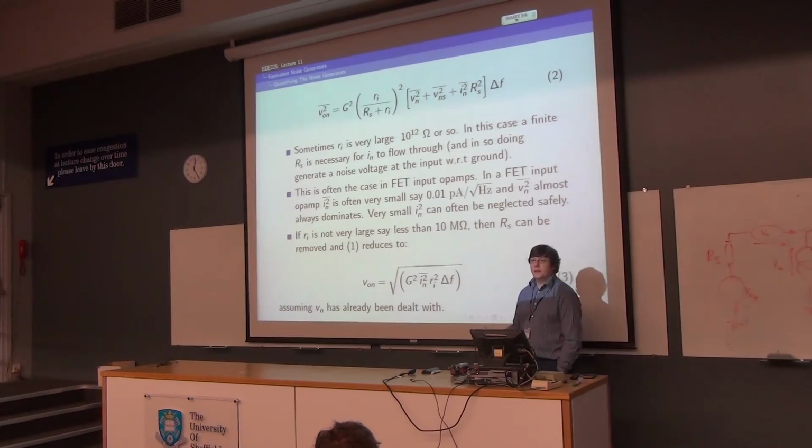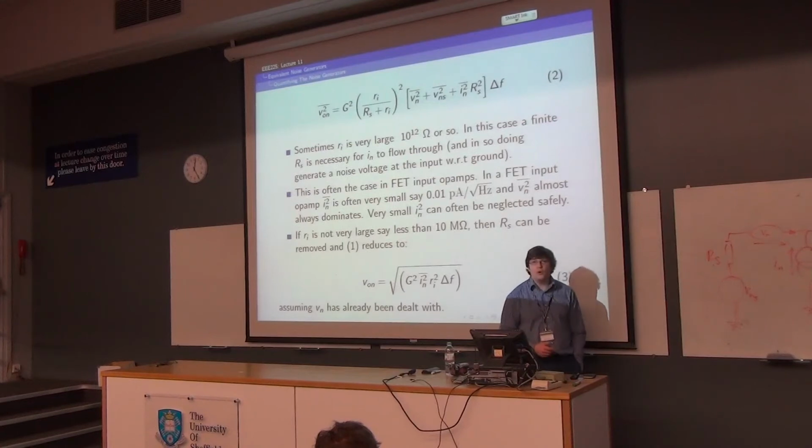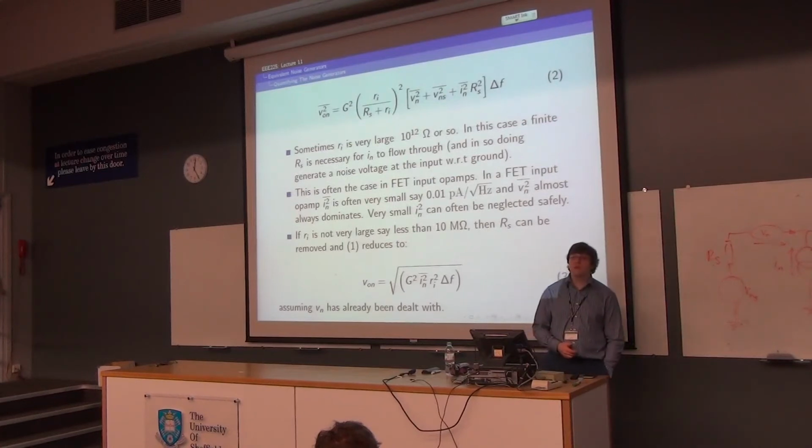And that means that Vn squared, which is usually quite a lot bigger, maybe 4 nanovolts per root hertz, for example, will be the dominant noise contributor.